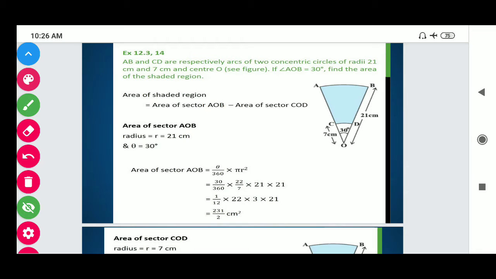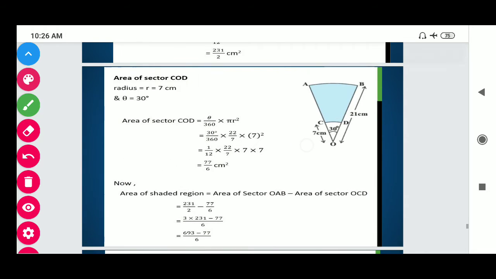So here, for the area of the sector, radius is given as 21 centimeter and theta is 30 degrees. Area of sector AOB is theta over 360 pi r squared. Now using the given values, on calculating we get 231 over 2 square centimeter. After that, area of sector COD. Here we have radius 7 centimeter and theta is 30 degrees.